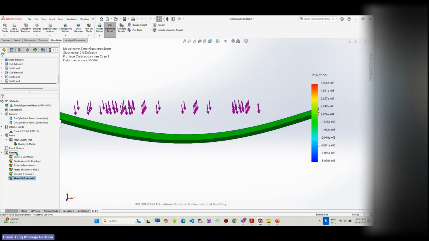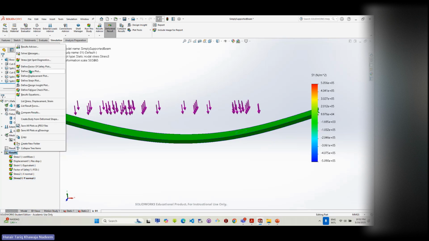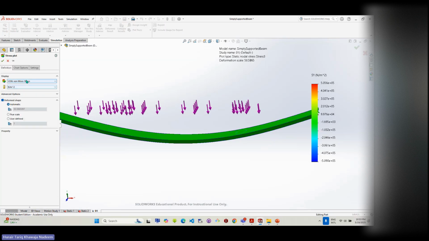So if you want to find out the principal stresses or whatever, you can do that and select it. You can find out. For example, there are the bending moment and shear force diagram. So what do you think? What should I select to find out the shear forces?